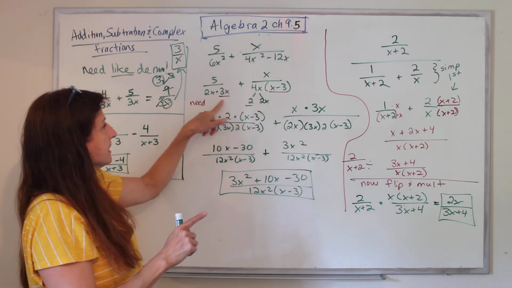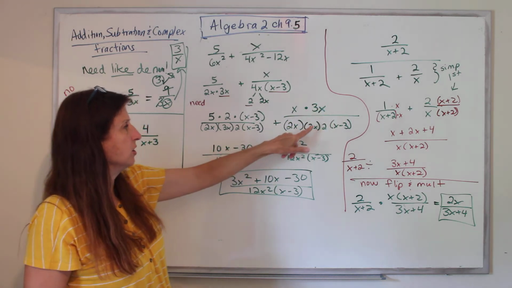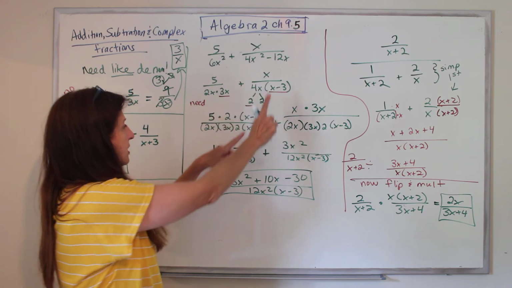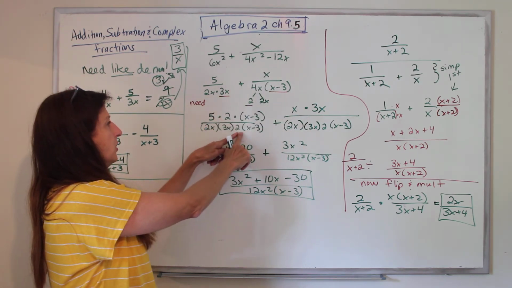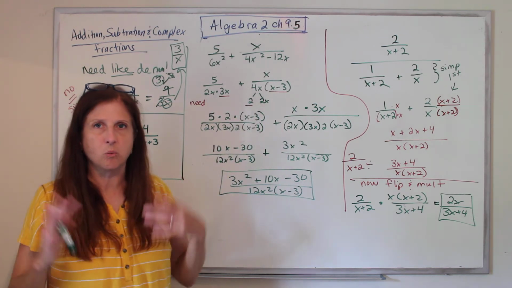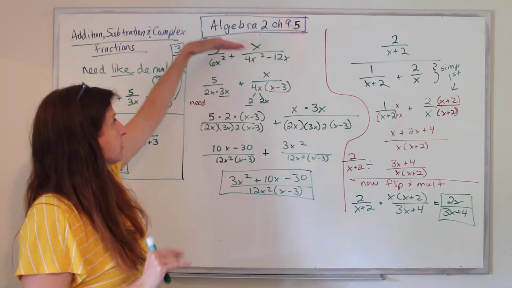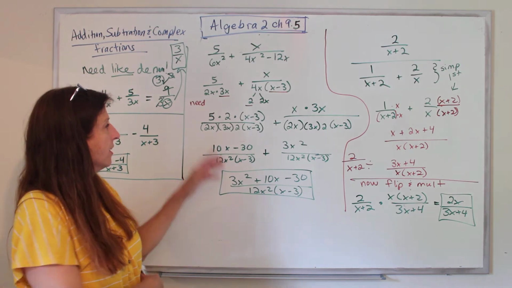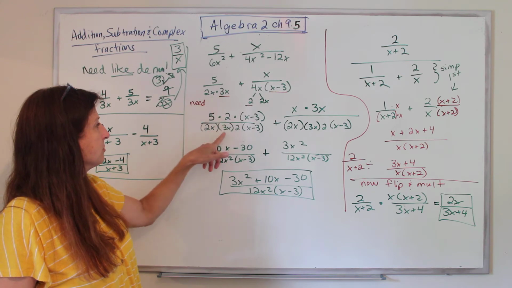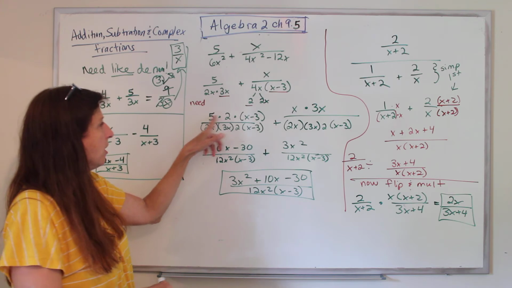This side doesn't have a 3x, so it needs to have a 3x multiplied by the numerator and denominator. This side is missing a 2 and an x minus 3, so it needs 2 and x minus 3 multiplied by the numerator and denominator. Why are we allowed to do this? Because we're allowed to do anything we want in math, as long as we do it to the numerator and denominator. So now I've got a denominator that's made out of 2x times 3x and 2 and x minus 3, and it's the same.